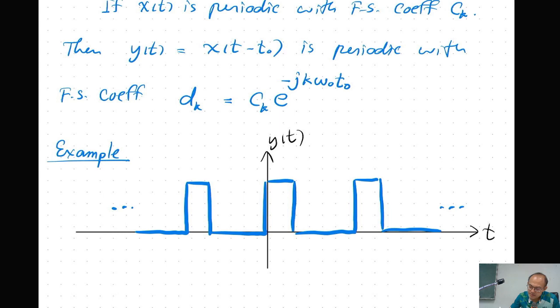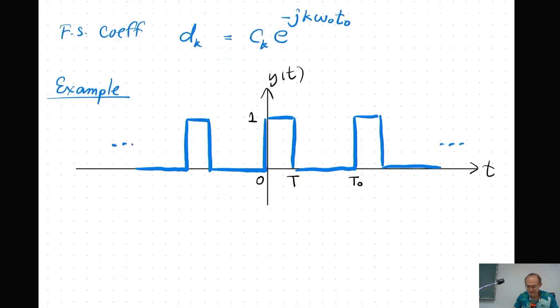Let's say this is 0, this is t, this is t0. Let's say this is 1. Can you find me the Fourier series coefficient of y? Can you do that?